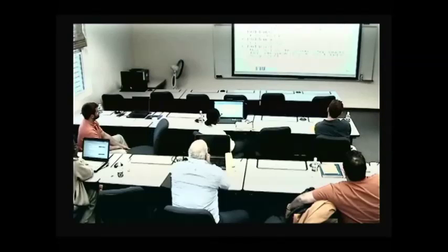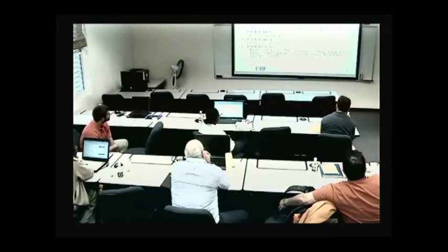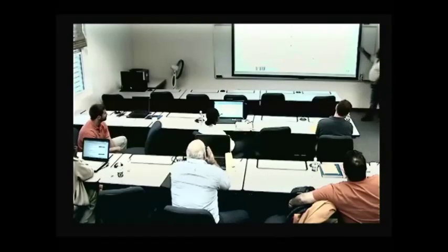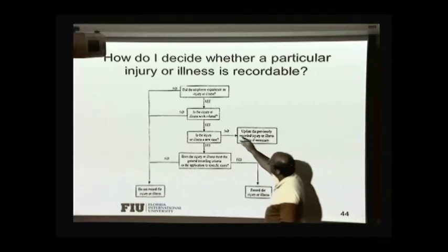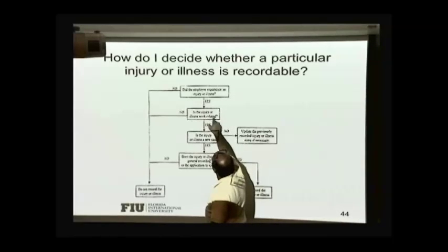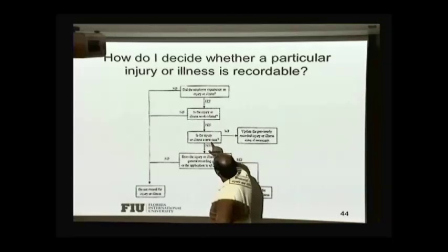Okay, interesting. As he said, in the OSHA regulations, if you go to the website, they have a chart that tells you how to determine if that particular illness is recordable. This is maybe too simple, but this is the way they have it. Did the employee experience an injury or illness? Yes. Is the injury or illness work related? It has to be work related. It's not something that happened at home and then came in. Is the injury or illness a new case?